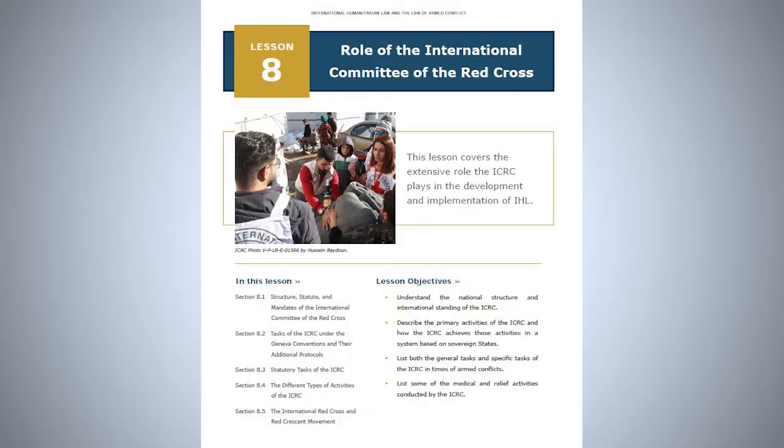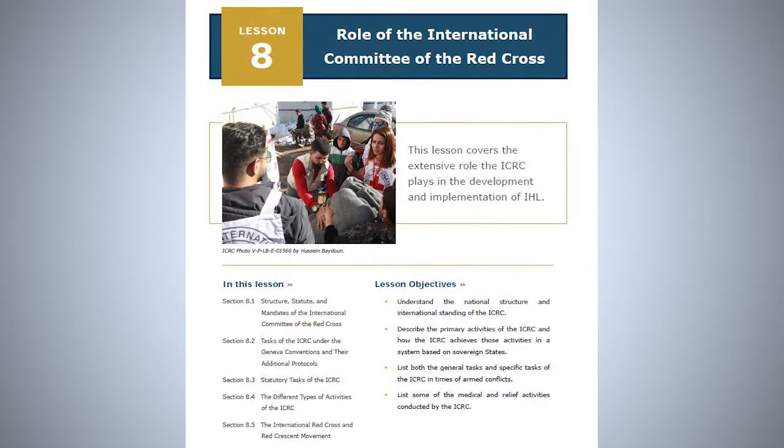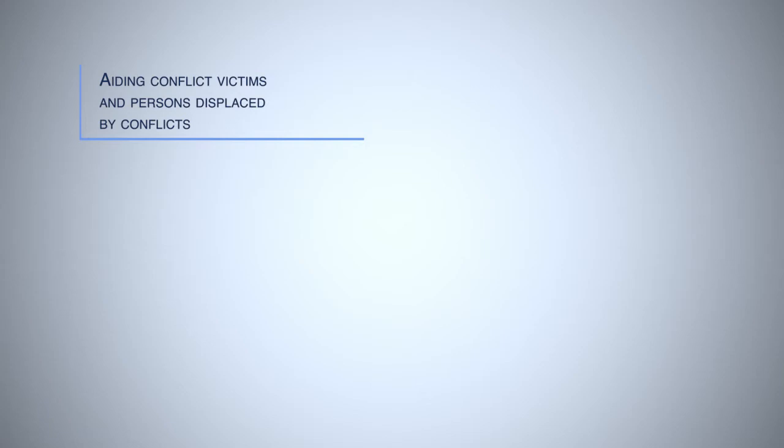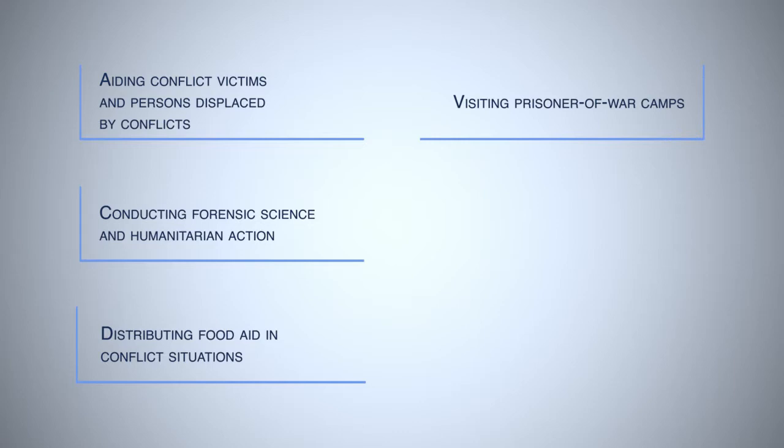Lastly, Lesson 8 covers the role the International Committee of the Red Cross plays in promoting IHL. The organisation's primary activities include aiding conflict victims and persons displaced by conflicts, conducting forensic science and humanitarian action, distributing food aid in conflict situations, visiting prisoner of war camps, preventing weapon contamination, and disseminating the rules of IHL.